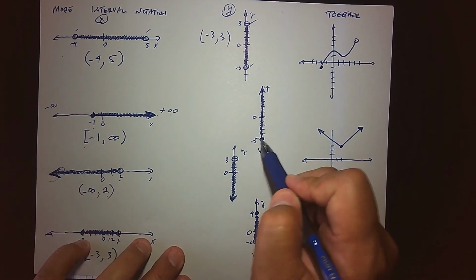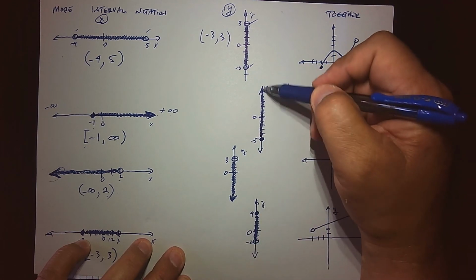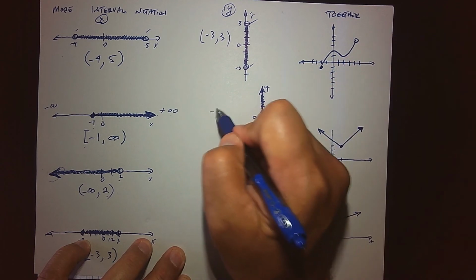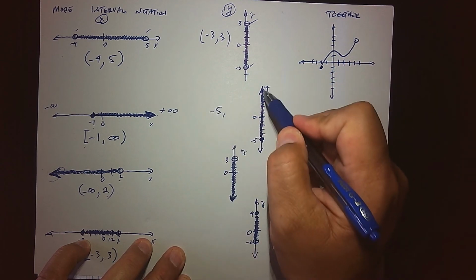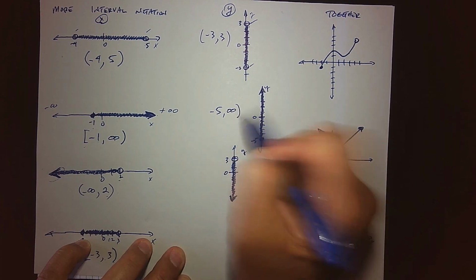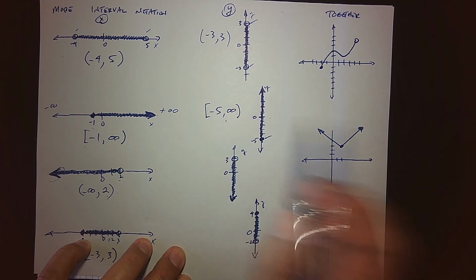The next set, the shading indicates we're basically all the numbers above -5. So what bounds me down below is -5. What bounds me up above is, well, we're going to positive infinity. So we're open here, and we are closed there because of the closed circle. So that would be the interval for that guy.